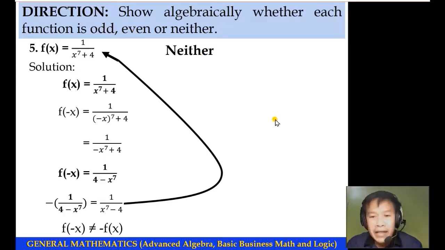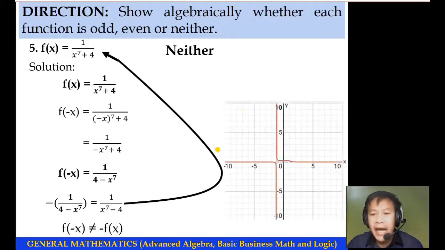And this can be validated using the graph of this rational function f of x is equal to 1 over x raised to 7 plus 4, and the graph was obtained using the Mathway application from the cell phone. And this is the graph. This graph is not symmetric with respect to the y-axis and also not symmetric about the origin. That is why this rational function is proven to be neither odd nor even, and it is neither of the two.